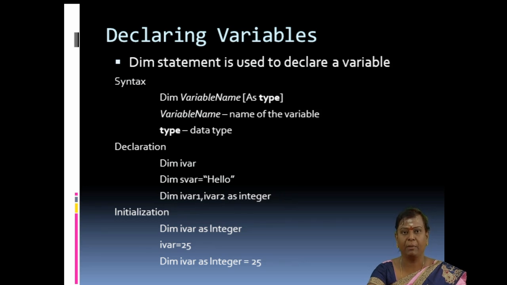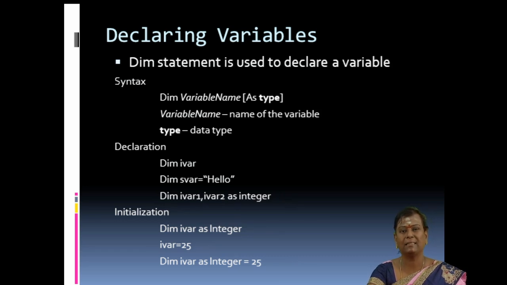Dim variable name. What is the variable name we need? So variable name As type. This As type is optional. If it has not been given, by default the variable will be assigned the string data type. Below, the declaration of the variable as well as the initialization has been explained.